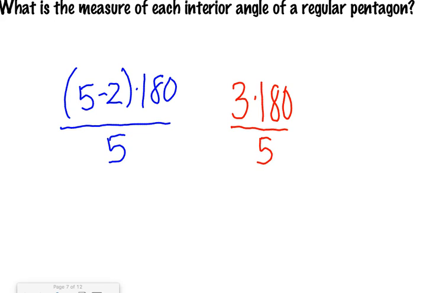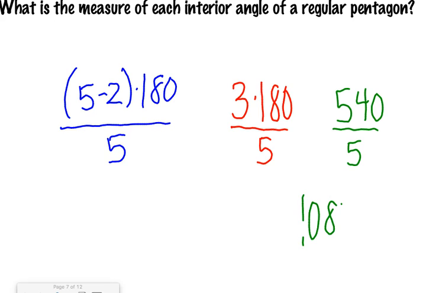So 540 over 5. The answer is 108. 540 divided by 5 is 108. So each of your interior angles would be 108. Right? Crunch in some numbers.